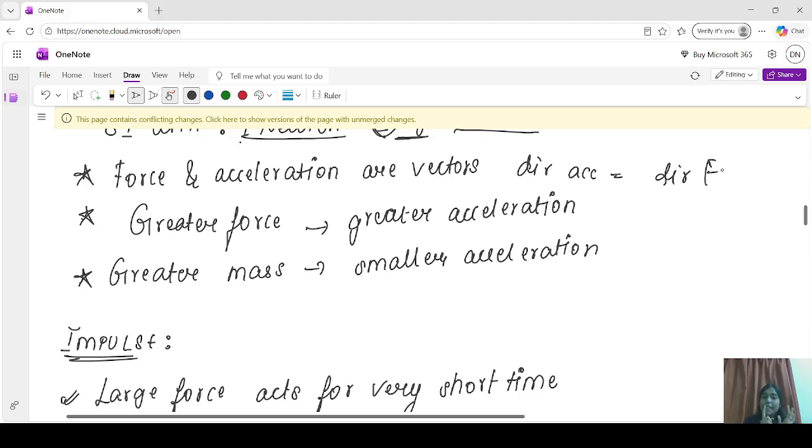Yes. Now, greater force will lead to greater acceleration. For example, if you push the trolley harder, what will happen? It will accelerate more, right? Yes. And greater mass will lead to smaller acceleration because a truck will accelerate less than a bike for the same force. Why? Because the mass of the truck is greater than the mass of the bike.